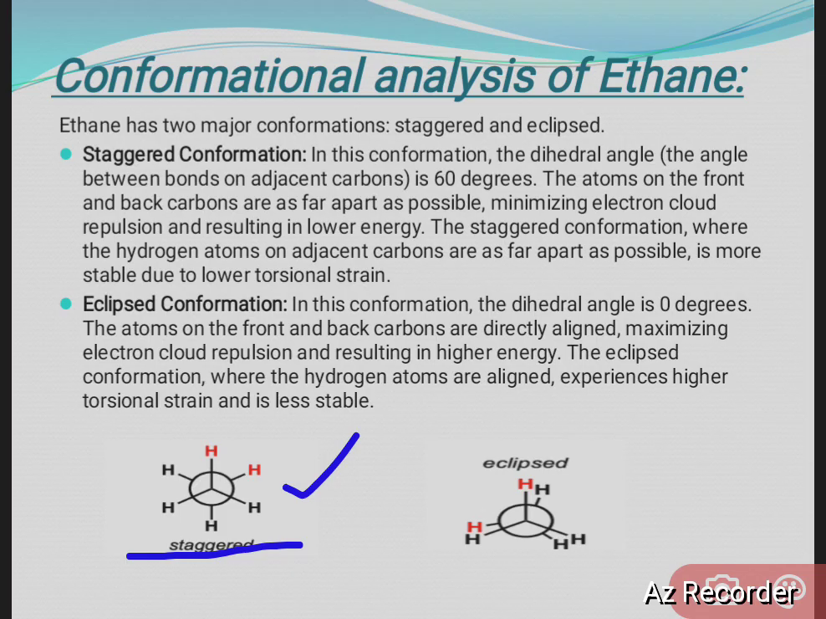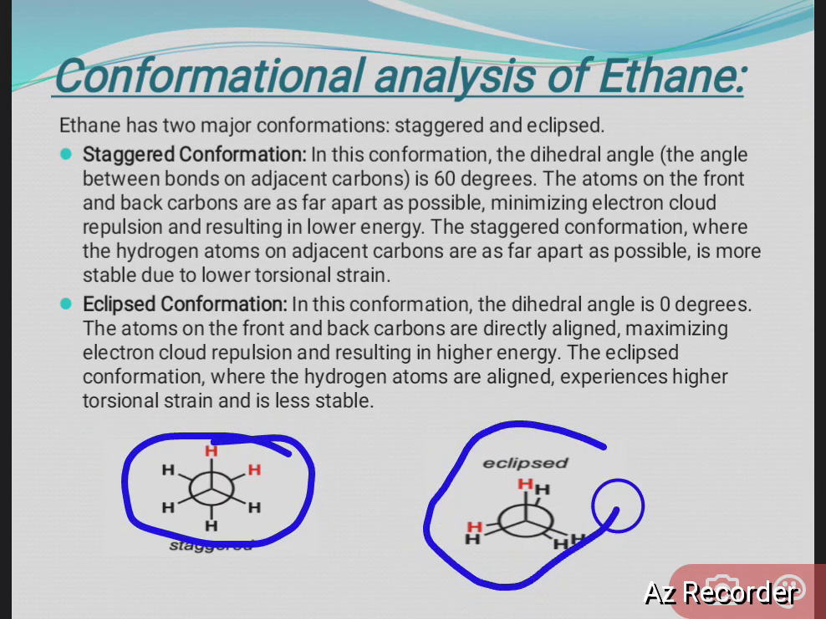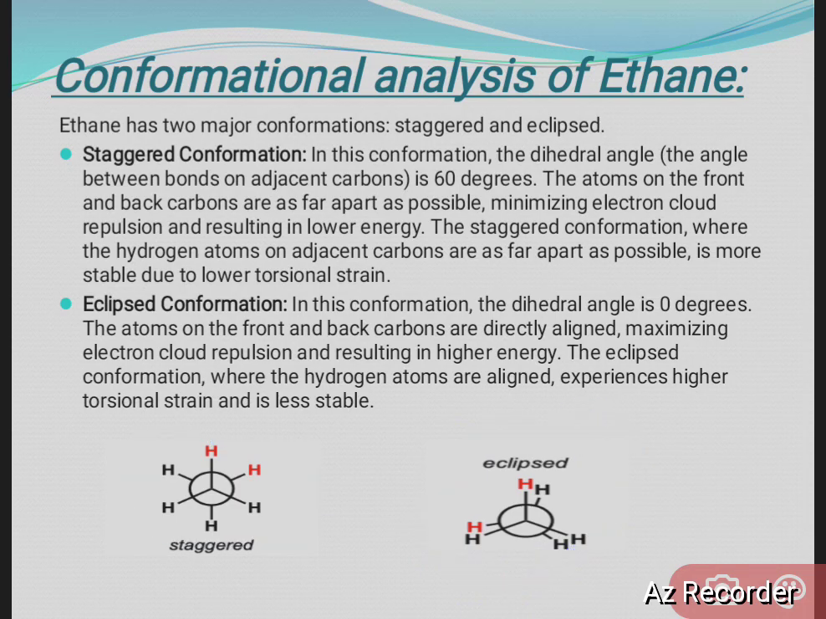Next, coming to the eclipsed one. Here one atom is present behind another. The dihedral angle is 0 degrees. The atoms on the front and back carbons are directly aligned, maximizing the electron repulsion and resulting in higher energy. Due to this, the eclipsed one is less stable and has higher torsional strain. The staggered one is more stable, the eclipsed one is less stable.